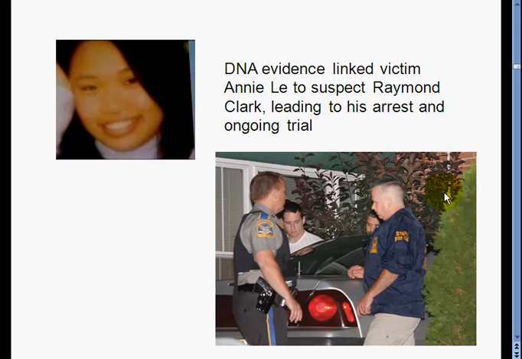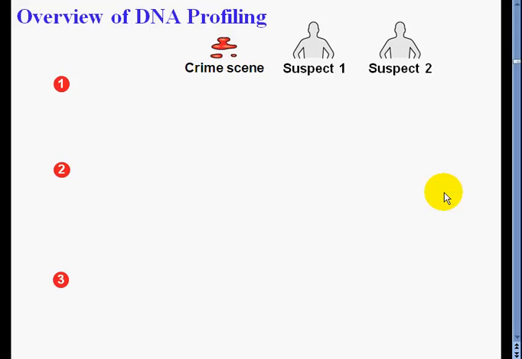A more recent example of this, a couple years ago, was a local murder that occurred here in New Haven. DNA evidence was used to link the victim to the suspect, and that led to his arrest and trial. So let's take a close look at how DNA profiling is done using the example of a crime scene investigation.